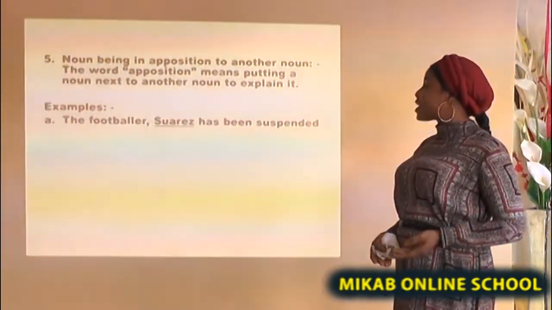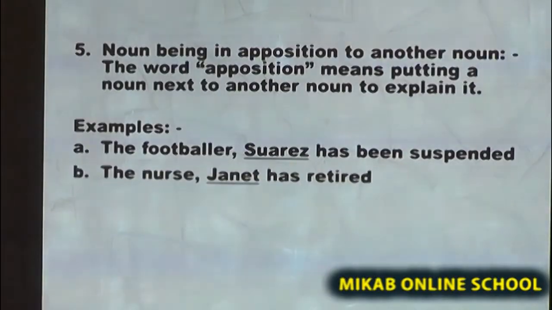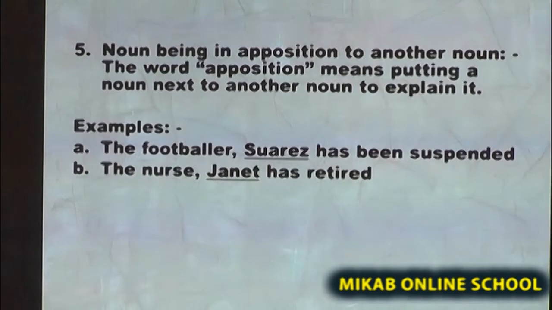Then the second example is this. The nurse Janet has retired. Janet is next to nurse. So Janet can replace nurse in that sentence. Therefore, Janet is what? In apposition to the noun nurse.